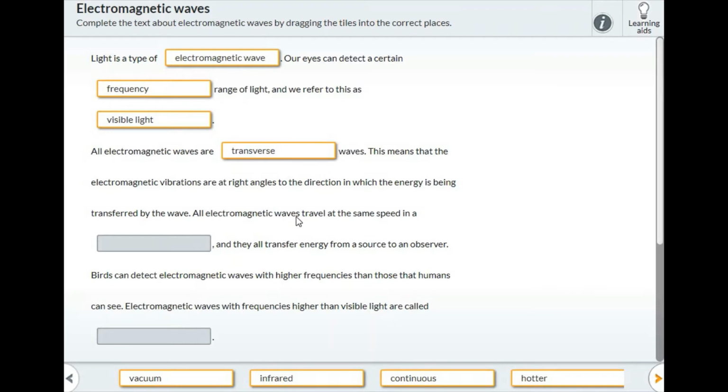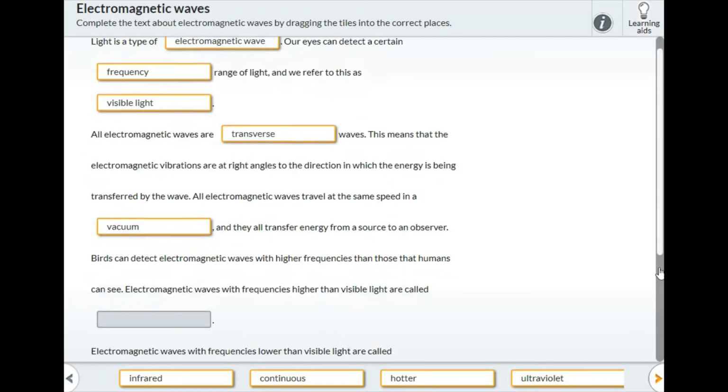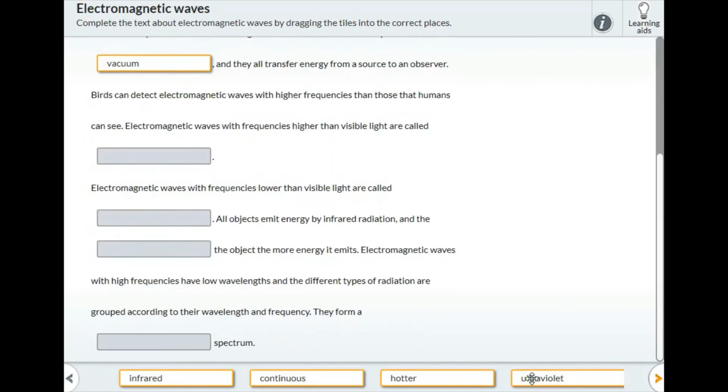All electromagnetic waves travel at the same speed in a, I wonder if it's a vacuum. Let's see. So all electromagnetic waves travel at the same speed in a vacuum. And they all transfer energy from a source to an observer. Birds can detect electromagnetic waves with higher frequencies than those that humans can see. Electromagnetic waves with frequency higher than visible light are called, so the next one's up, there would be ultraviolet.